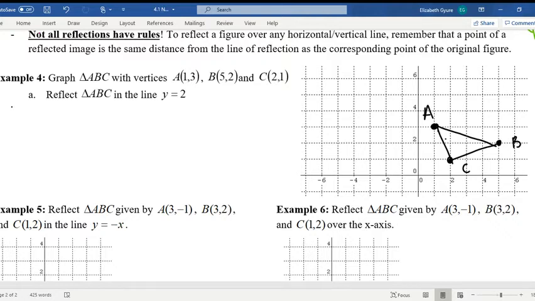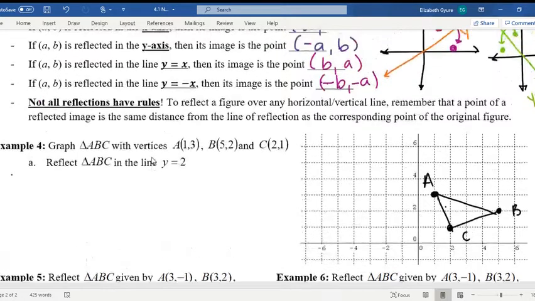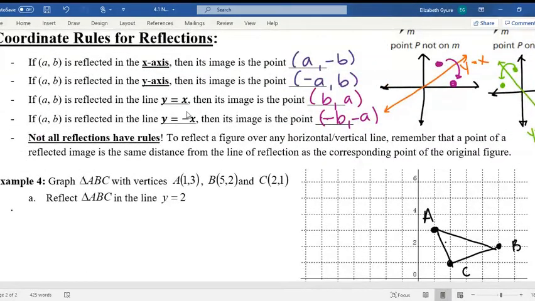Now it says to reflect triangle ABC in the line y equals 2. Well, is y equal to a rule up here? Is y equal to the x-axis? Is y equal to the y-axis? Is y equal to the same line as y equals x? No, it's not any of these. Because does everything have a rule? No, so we're going to start off with one that just straight up doesn't have a rule.